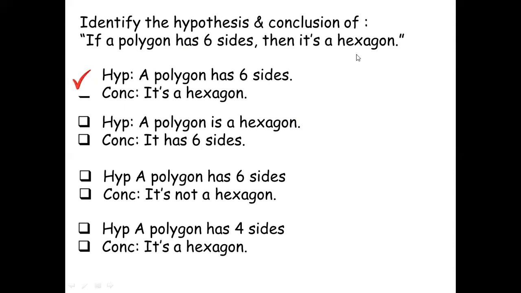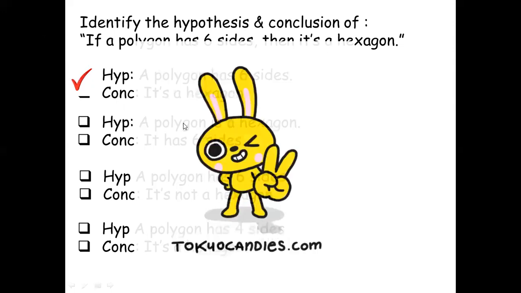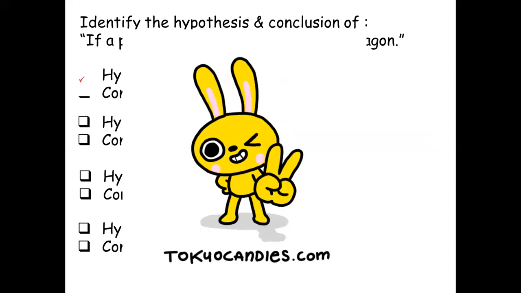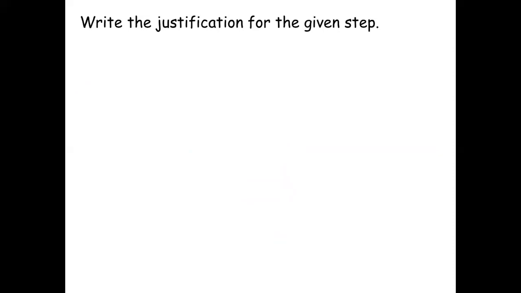And then, it's a hexagon. It's a hexagon is the conclusion. So what if a polygon has 6 sides? It's a hexagon. Hypothesis always follows the word if, whether it's in the middle or at the beginning of a sentence. So if there is the word if, the hypothesis follows it. So what if that happens? Then it's a hexagon. So this is the conclusion. Right, so that's a good job if you have found out the answer. Let's move on and check the next question.